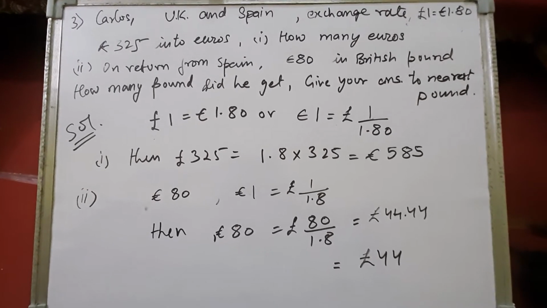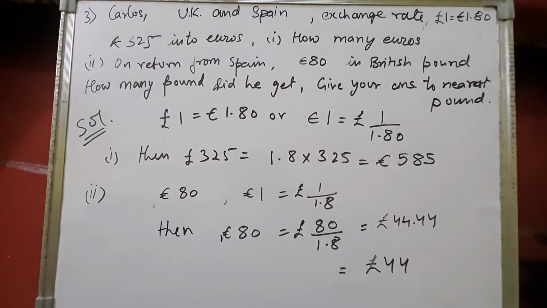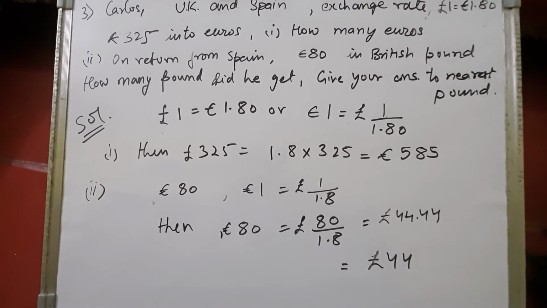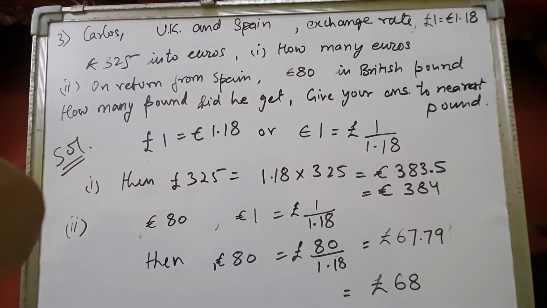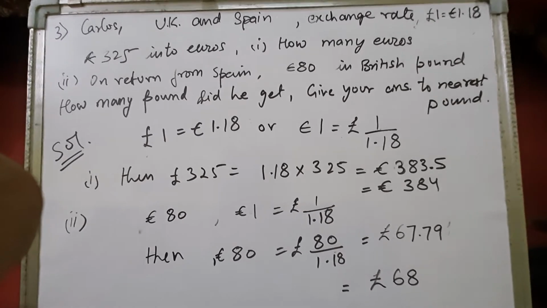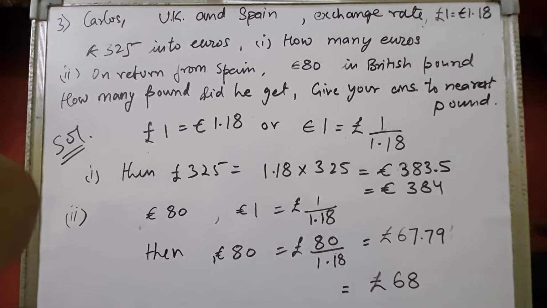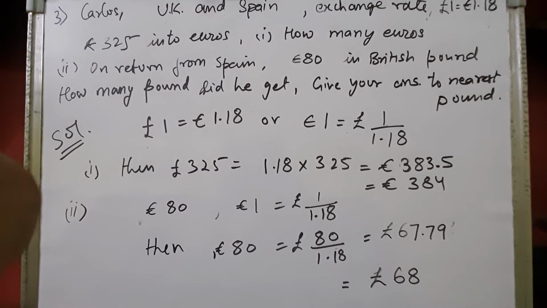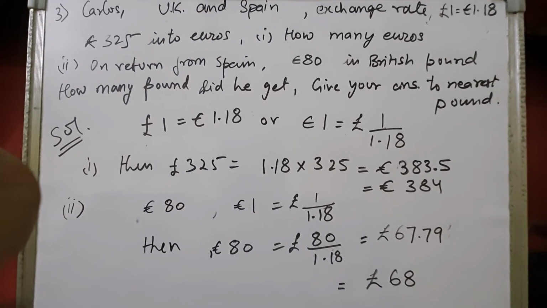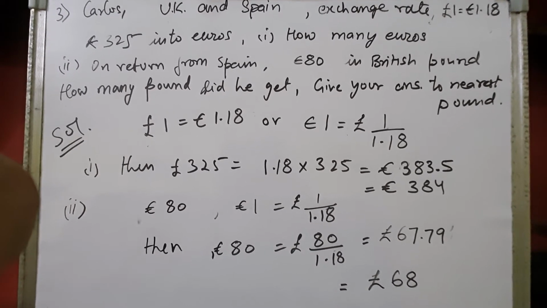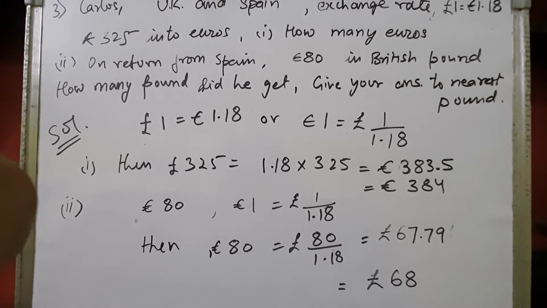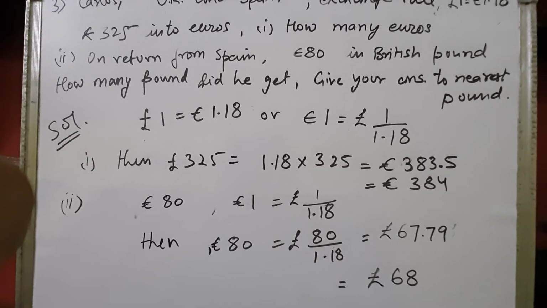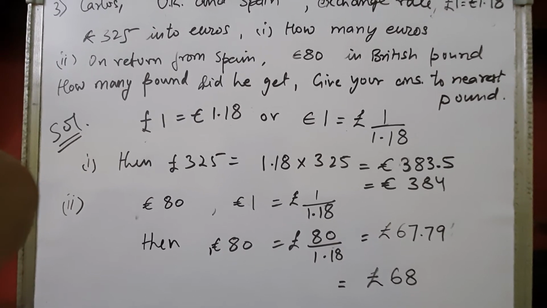In this question, it's given that Carlos travels between UK and Spain when the exchange rate was 1 British pound equals 1.18 euros. The question says when he went to Spain, he changed 325 British pounds into euros. How many euros did he get? This is the first part. Second, when he came back to UK, he changed 80 euros into British pounds. Now, how many pounds did he get? And give your answer to the nearest pound. That we have to solve.